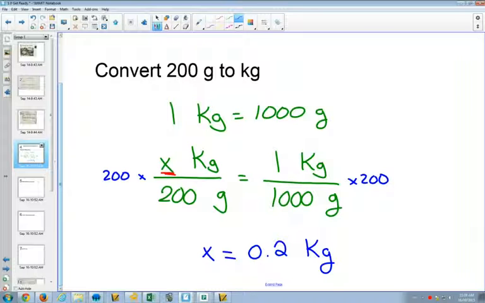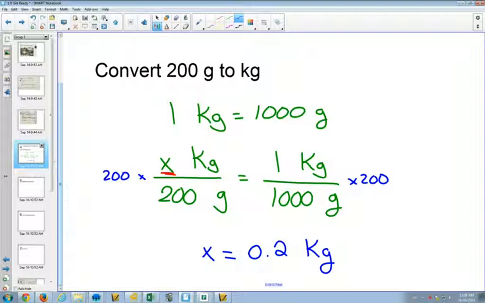Equals 1 over 0.001 times 200 over x, and then you do cross multiplication. You could do that as well. Okay. So what we get in the end is 0.2 kilograms.